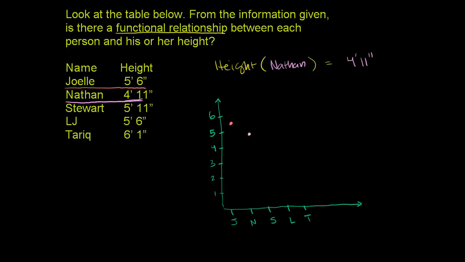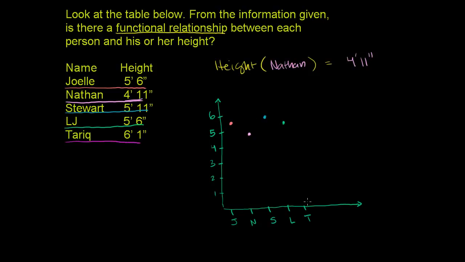Then you have Stuart. Stuart's height is 5'11". He is pretty close to 6 feet. Let me make it a little lower, 5'11". Then you have LJ. LJ's height is 5'6". So you have two people with a height of 5'6", but that's OK, as long as for each person you only have one height. And then finally, Tariq is 6'1".